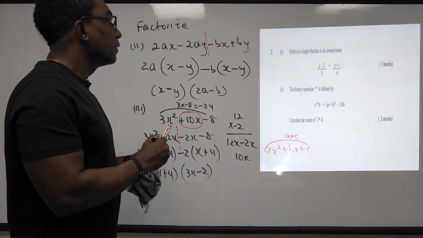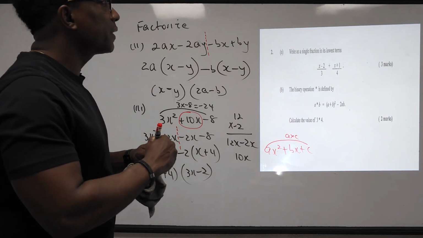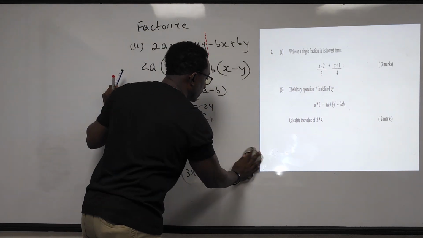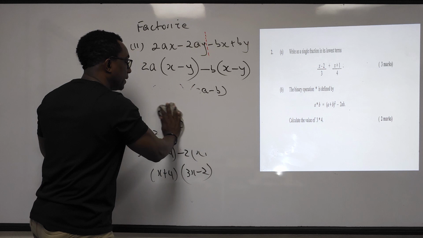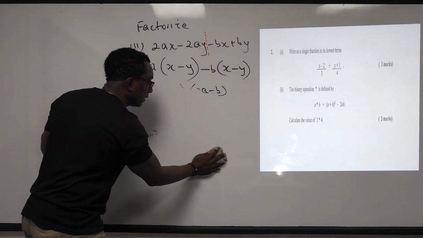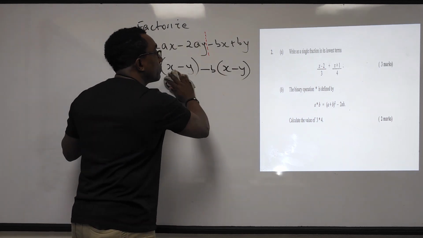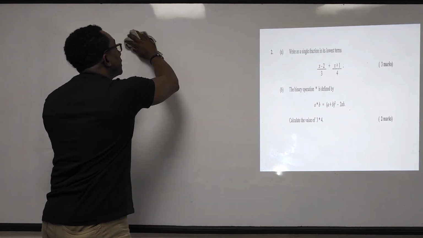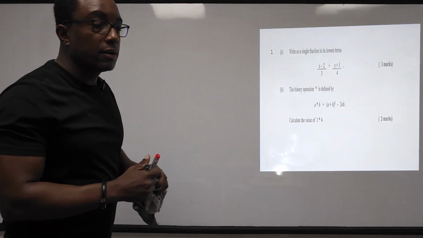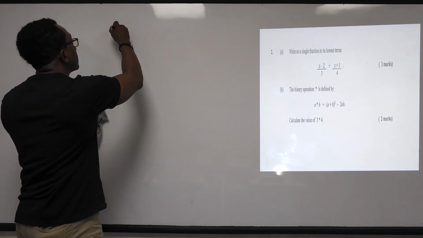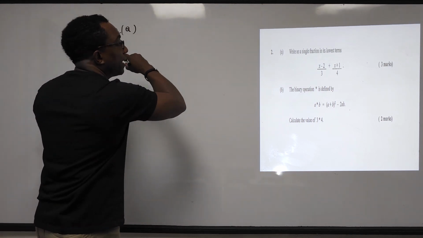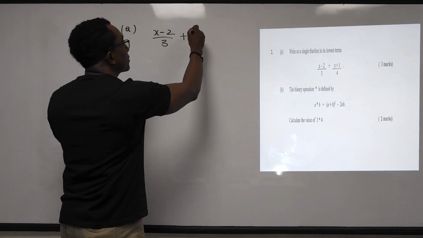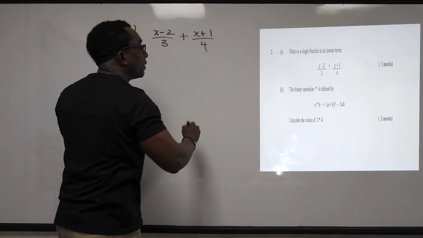So we have here, write as a single fraction in its lowest terms. So let me erase the board. We want to express as a single fraction in its lowest terms, and we have here an expression in algebraic fractional form. So we want to simplify that. So we have x minus 2 over 3 plus x plus 1 over 4.